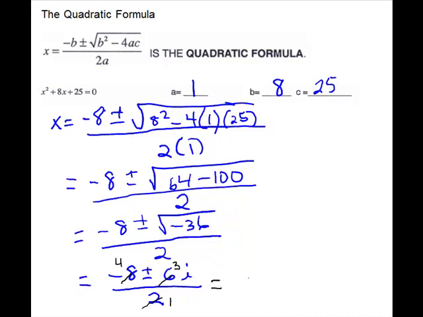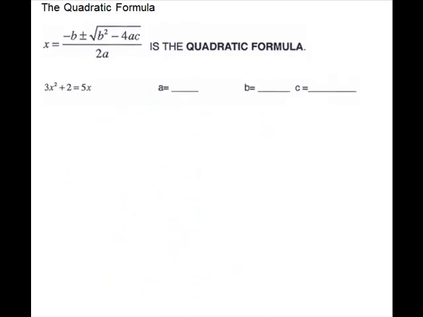And that will simplify to negative 4 plus or minus 3i. It's over 1, so we don't need to write the 1 in the denominator. Our next equation is not in standard form. It needs to be in standard form before we can use the formula. So we're going to need to move that 5x. So we have 3x squared minus 5x plus 2 equals 0. Then we can use our formula.